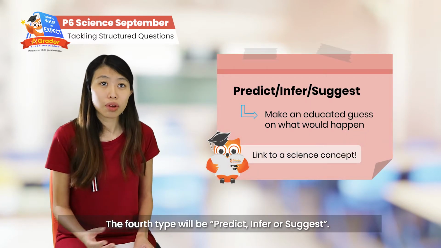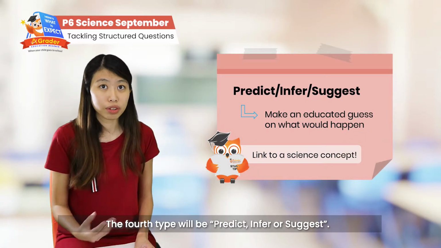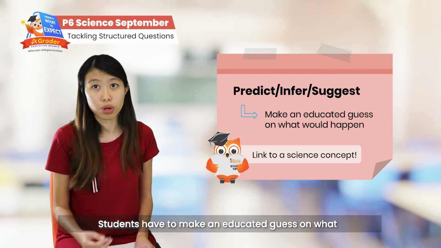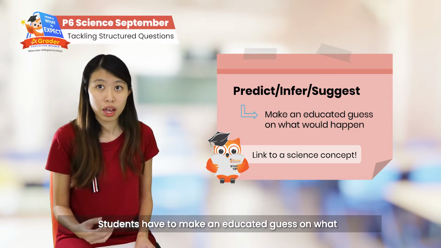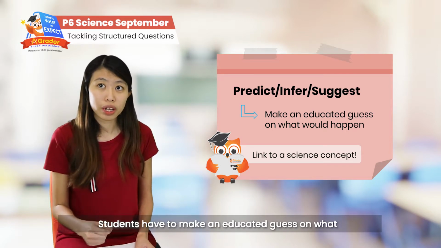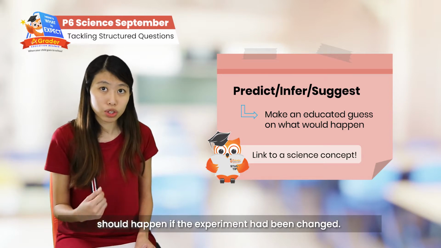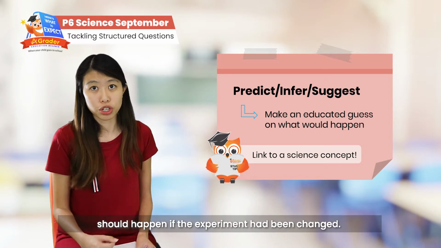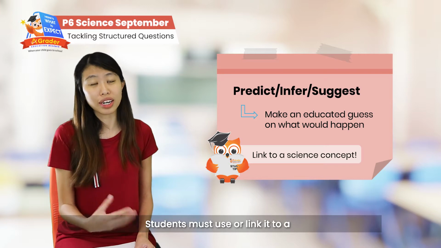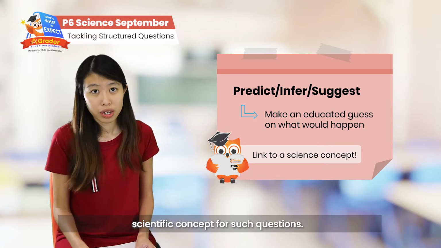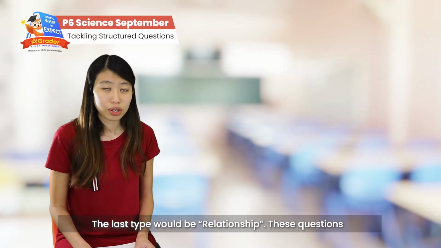So, the next one will be predict, infer, or suggest. Okay, this type of question will make students have to make an educated guess on what should happen if the experiment has been changed. So students must use or link a scientific concept to this question.